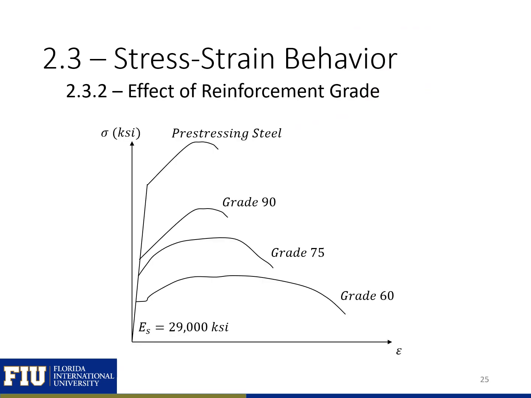The grade of the reinforcement, or strength of the reinforcement, is going to impact our stress-strain behavior. The higher the strength, the less ductility, and we'll have less of a pronounced yield plateau or yield point. So in grade 60 reinforcing steel, we'll still have a bit of a yield plateau. But as we get to grade 75 and especially in grade 90, we won't have as much of a defined yield point.